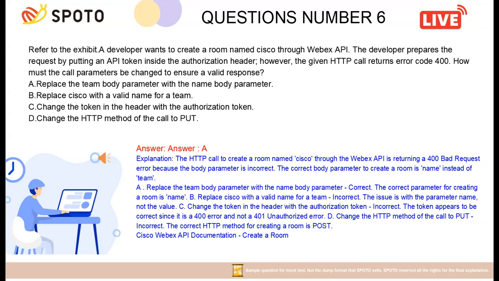B. Replace Cisco with a valid name for a team, incorrect. The issue is with the parameter name, not the value. C. Change the token in the header with the authorization token, incorrect. The token appears to be correct since it is a 400 error and not a 401 unauthorized error. D. Change the HTTP method of the call to PUT, incorrect. The correct HTTP method for creating a room is POST. Cisco WebEx API documentation, create a room.